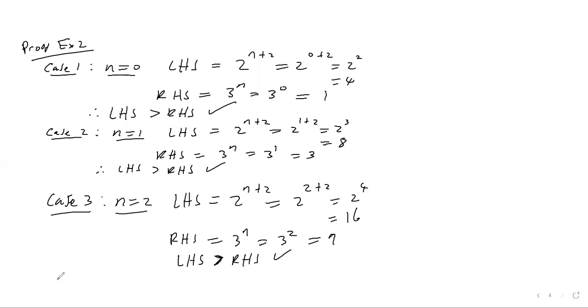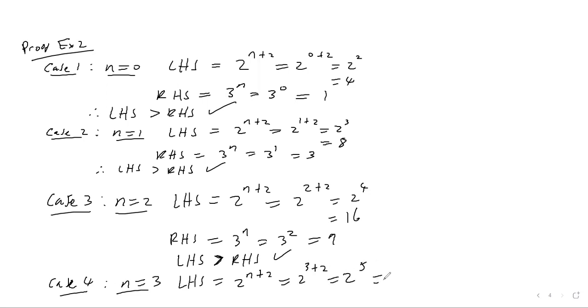And then we've got one more case to check. So case number 4, and that's when n is the number 3. So the left-hand side when n is 3, again, that's 2 to the power of n plus 2, but that's just equal to 2 to the power of 3 plus 2, which equals 2 to the power of 5, which is the same as 32. So that's 32 there. And then the right-hand side, let me just move the writing up.